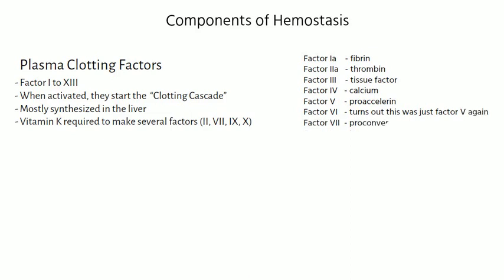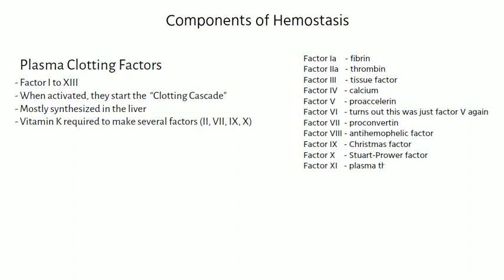Factor 7 is proconvertin. Factor 8 is anti-hemophilic factor. Factor 9, Christmas factor. Factor 10 is known as Stuart-Prower factor. Factor 11 is plasma thromboplastin antecedent. Factor 12 is Hageman factor. And finally, factor 13. This is fibrin stabilizing factor.